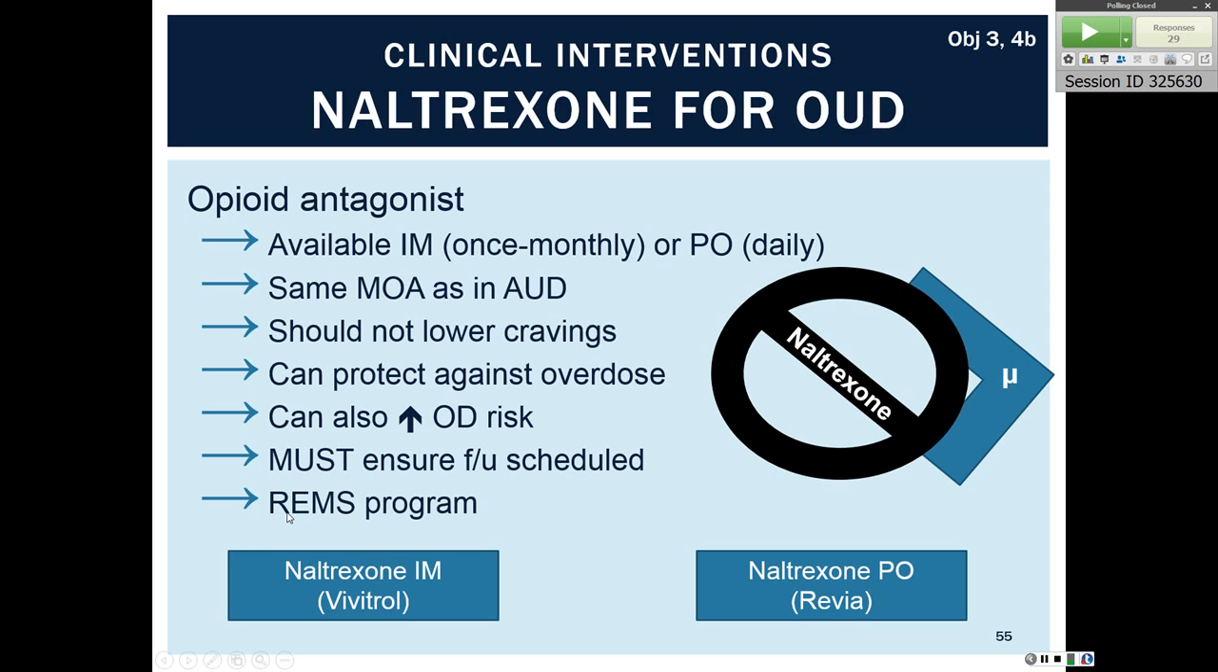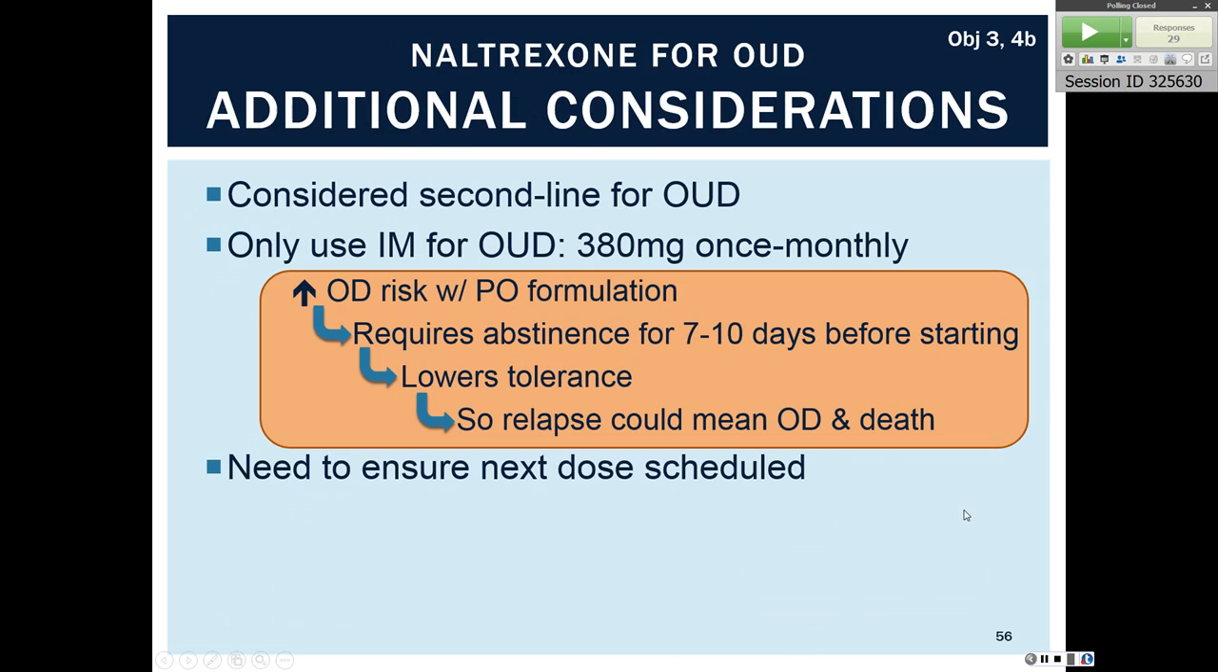So we talked about the REMS program before, and then, like we said, don't use oral for this reason. And this is the reason why it's considered second line for opioid use disorder, because there are these risks associated with really just trying to get somebody onto the medication, and the fact that there's a little bit less treatment engagement. I'm going to try to go through this really quickly so we get out of here on time.